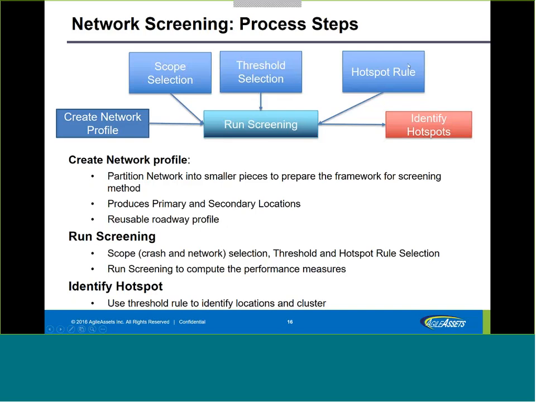We also have another step called hotspot rule selection, which is part of the network screening. You have to select which performance measure you are using and how you are computing that. For example, if you have the empirical Bayes technique and level of service of safety, you can specify that in the hotspot selection rule. Finally, after you run the screening, it will identify the hotspots. In identifying the hotspots, if there are contiguous sections in the screening, we glue them together and form clusters of hotspots instead of individual isolated hotspots.